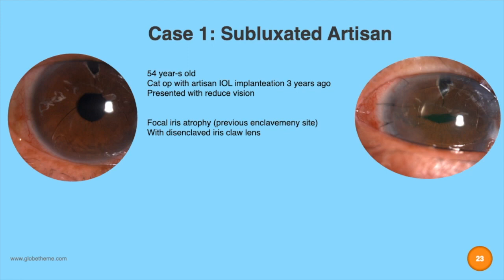So, instead of explanting the IOL, we decided to suture back the claw onto the iris tissue using the 10-0 Prolene. Suturing was done via a few stab incisions at the limbus. Vision was back to 6/9 and stable up to 5 years post-surgery.